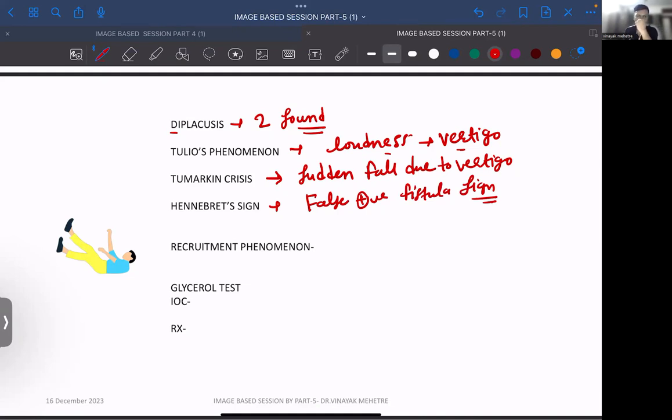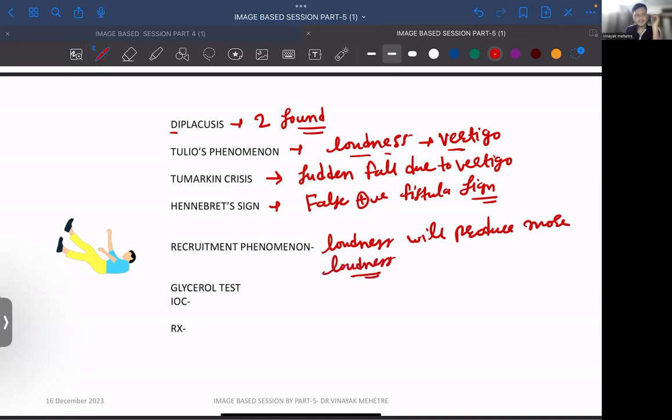Recruitment phenomena. Recruitment होती है, right? Army recruitment, doctors recruitment, employees recruitment. So now our loudness, that is due to vertigo. Vertigo cause कर रहा है. Loudness क्या कर रहा है? Vertigo cause कर रहा है. Now this loudness will produce more loudness.